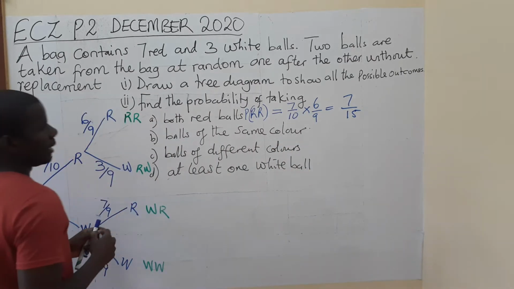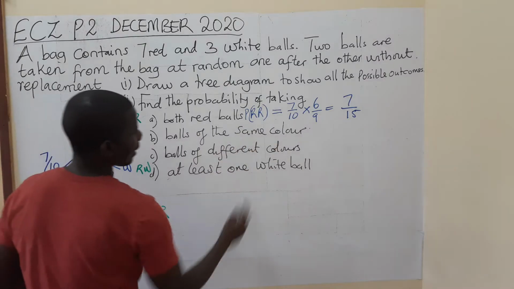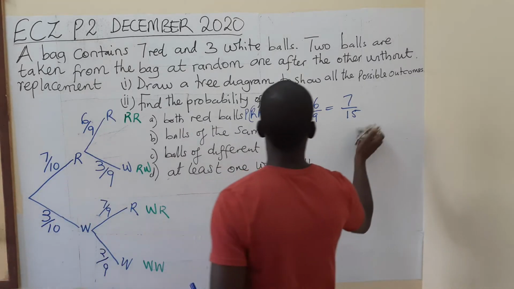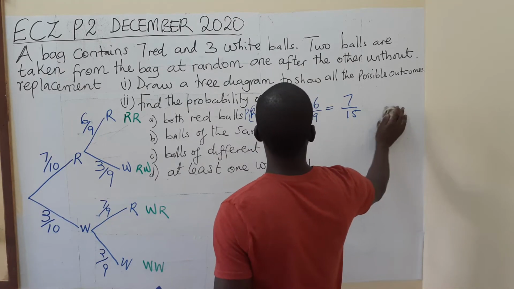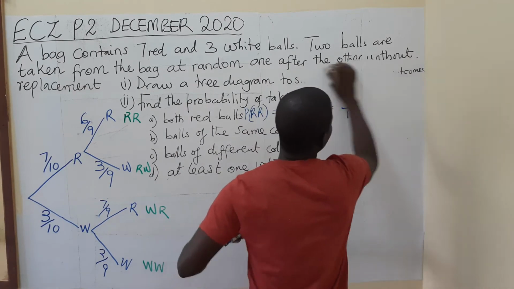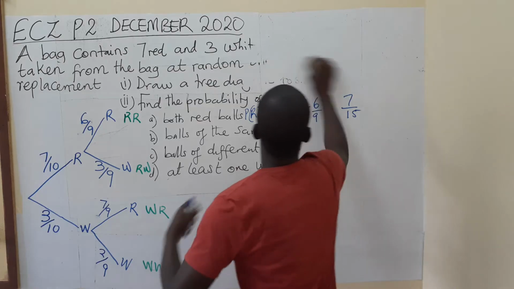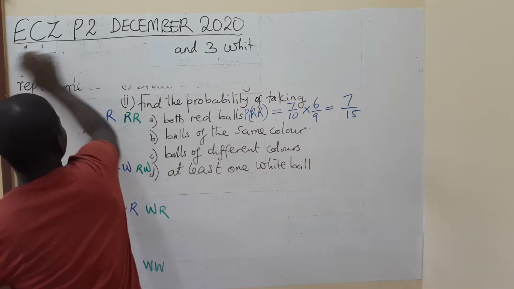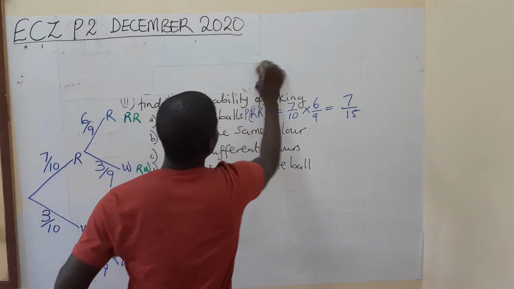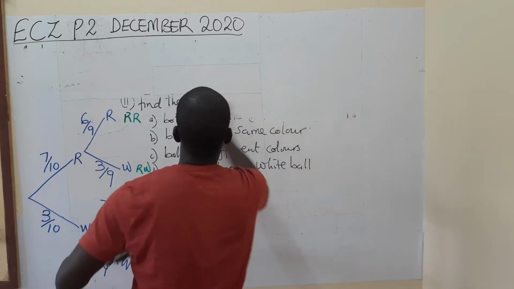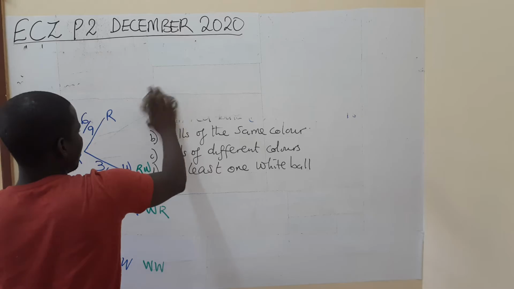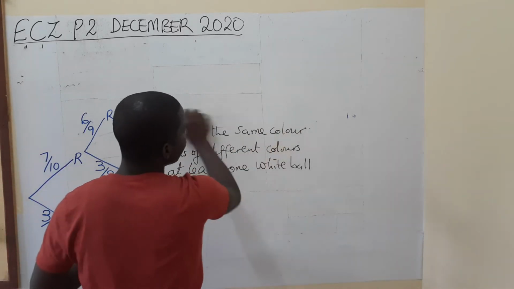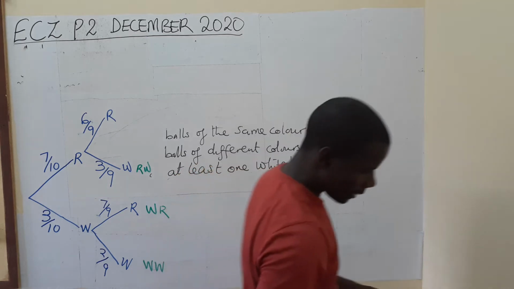Then balls of the same color. I'm sure now we are dealing with something that you already have. I can get rid of the question so that we have space. Now, balls of the same color.